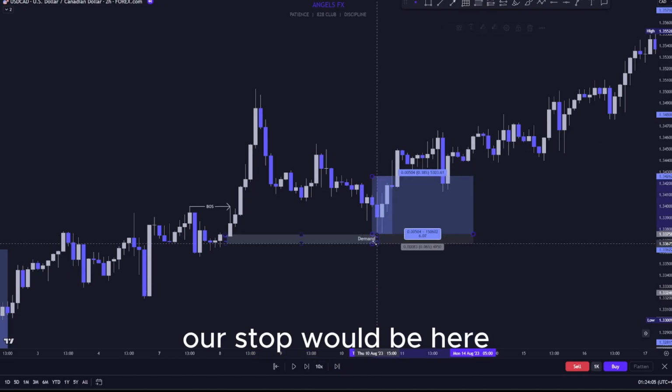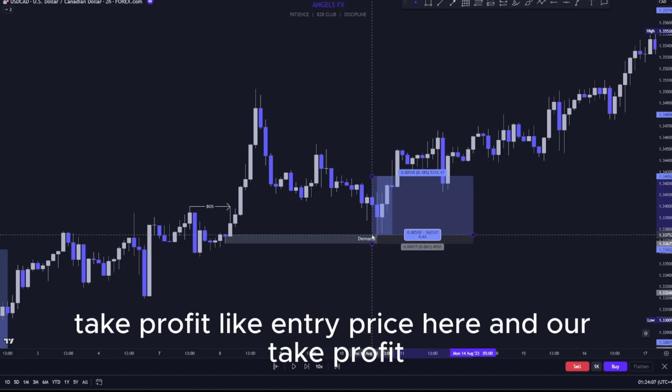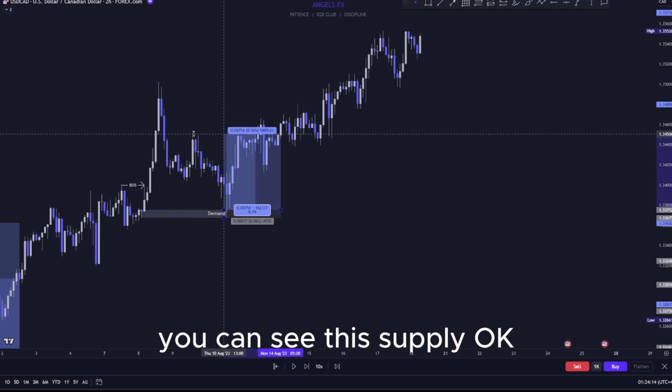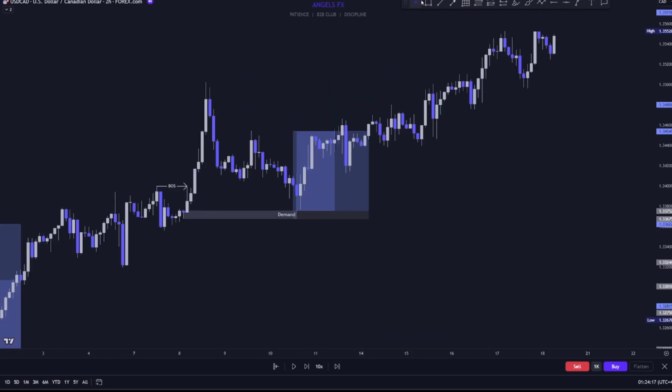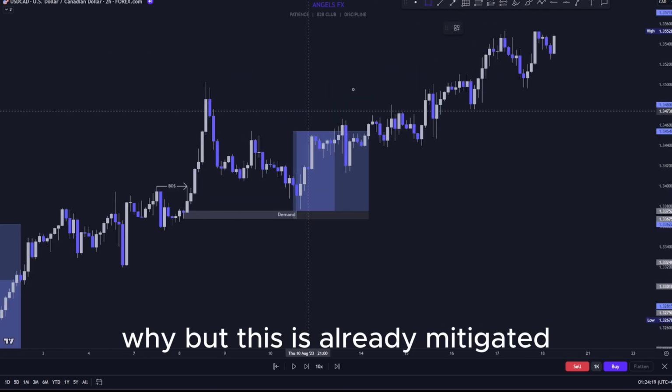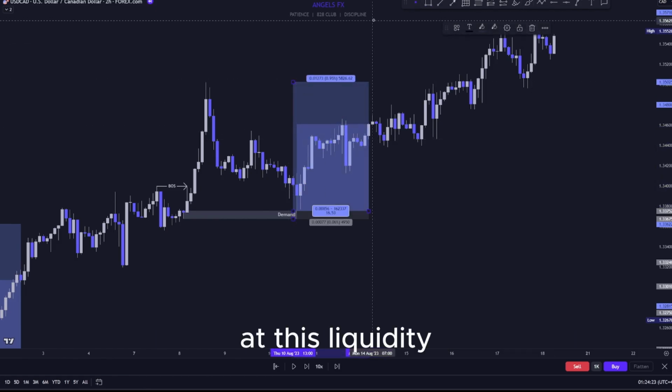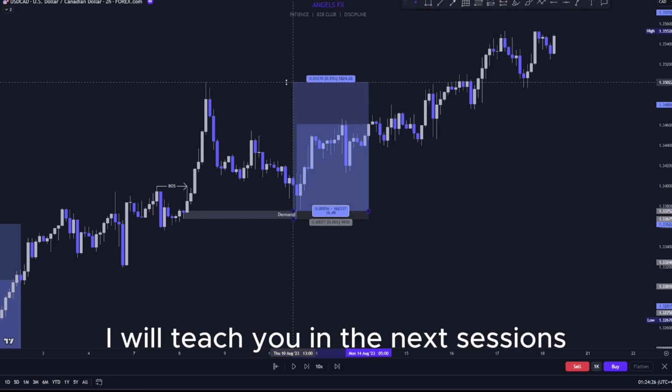Here, our stop would be here, our entry price here, and for our take profit, we can see this supply, okay? But this is already mitigated. So you can have your take profit here at this liquidity. I will teach you in the next sessions.